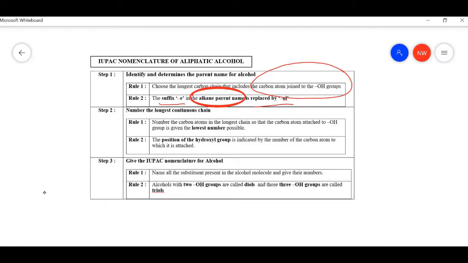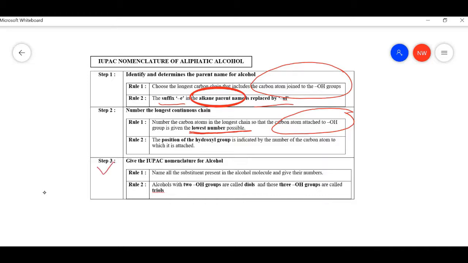So rule yang pertama, number the carbon atom in the longest chain so that the carbon atom attached to the OH group is given the lowest number possible. Maksudnya carbon atom yang attached kepada OH mesti mendapat position yang paling rendah. Okay. Rule kedua, the position of the hydroxy group is indicated by the number of carbon atom to which it attached. Okay. So tengoklah. Kadang-kadang ada OH group duduk pada karbon yang kedua, ada OH group duduk karbon yang ketiga, ada OH group duduk karbon yang keempat. Okey. Kalau OH group tu duduk di hujung sekali, so duduk kat karbon number 1 lah.